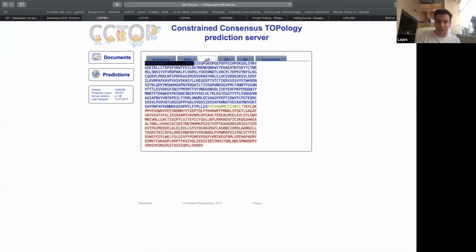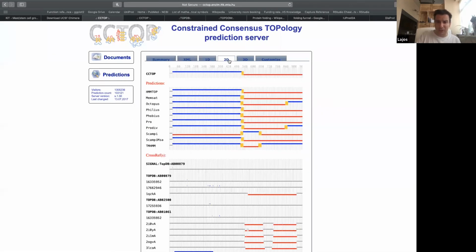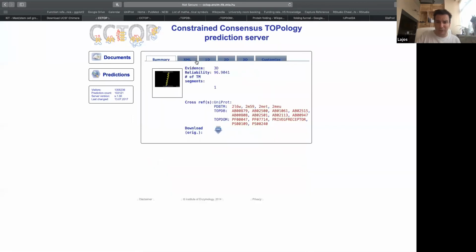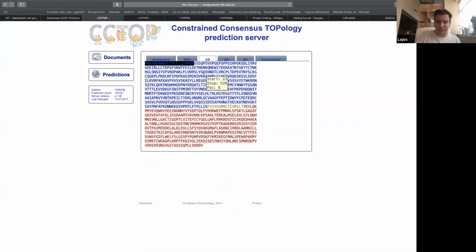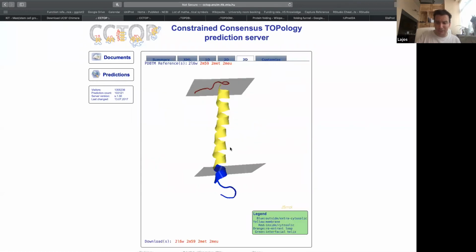I don't know if it is actually good or not. It's not extremely user-friendly. I'm just thinking about whether we have any information on the outside. Yeah, so here we have some information about the orientation as well. It says that the blue part is outside.